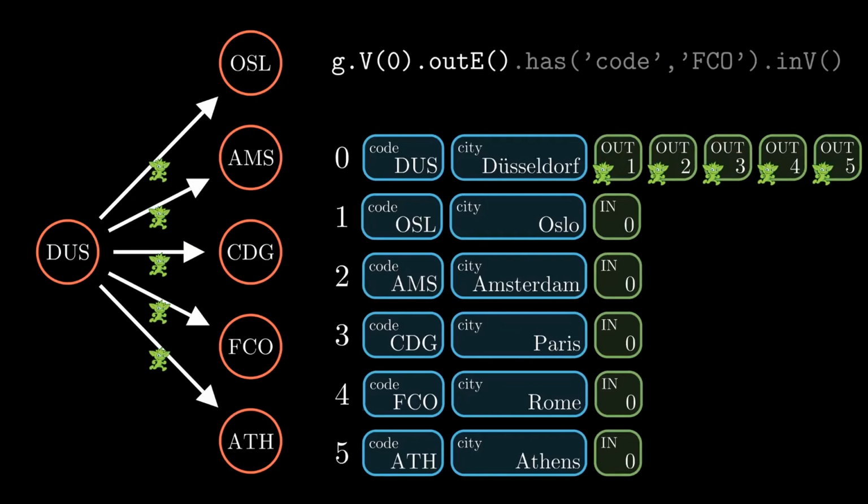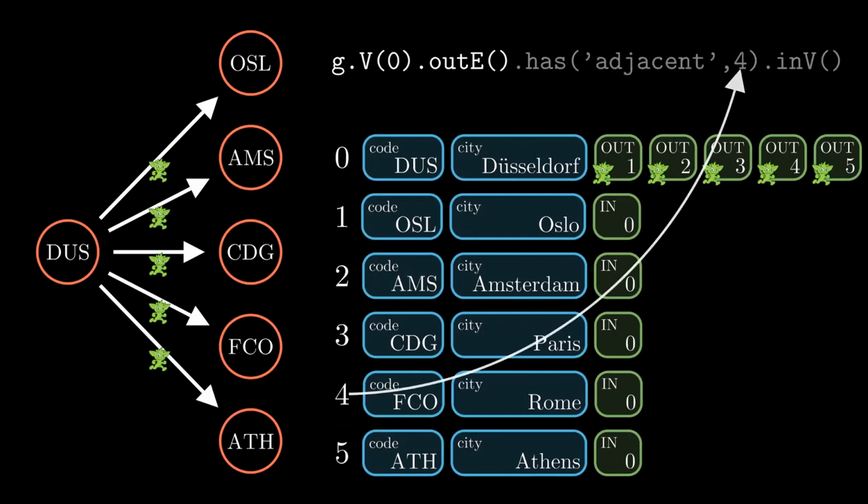We can avoid this if we look at what the has step actually wants to filter. It's the code FCO, and we can do a lookup, maybe an index lookup. And by this lookup, resolve the ID of the vertex that we actually want. This is the ID 4. And we can use that in the query, rewrite it a little bit.